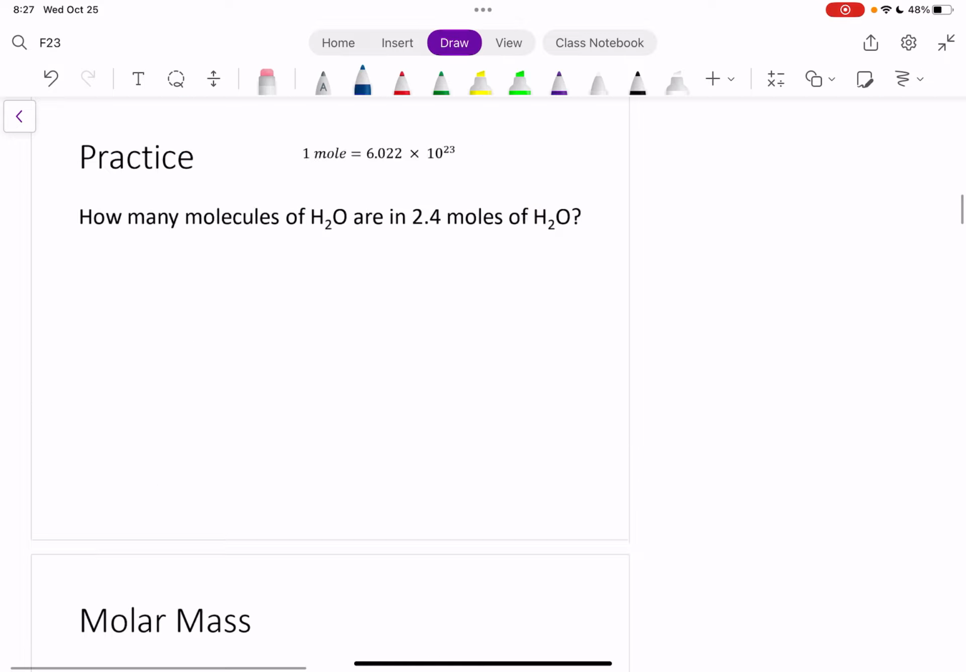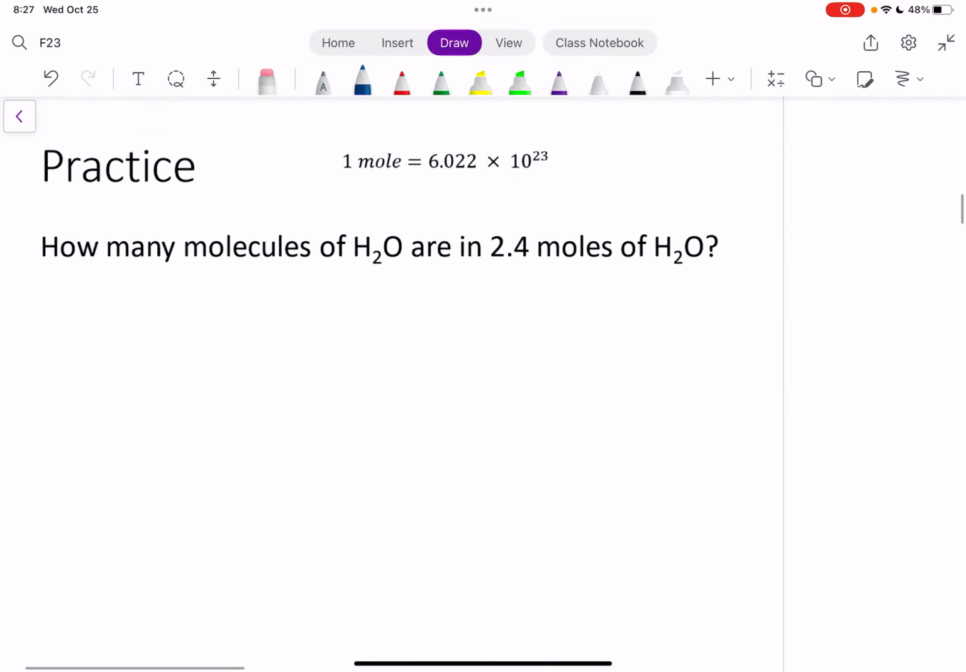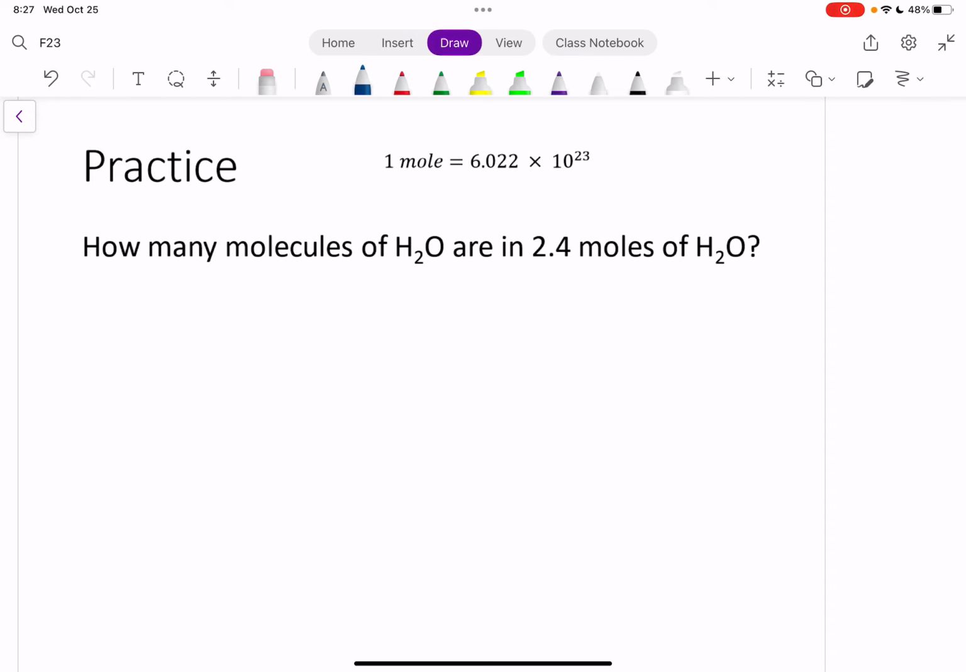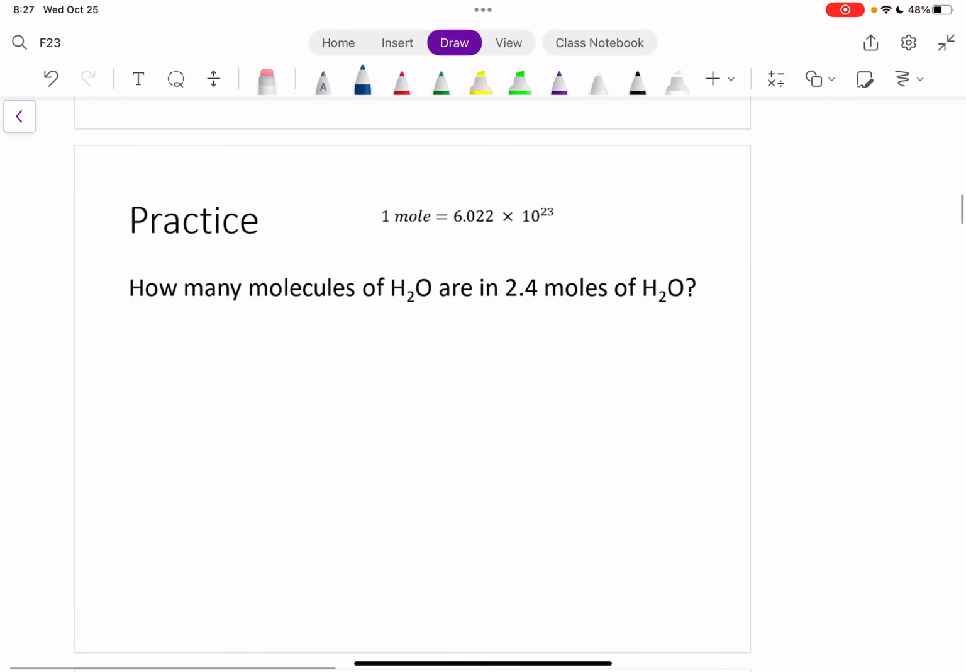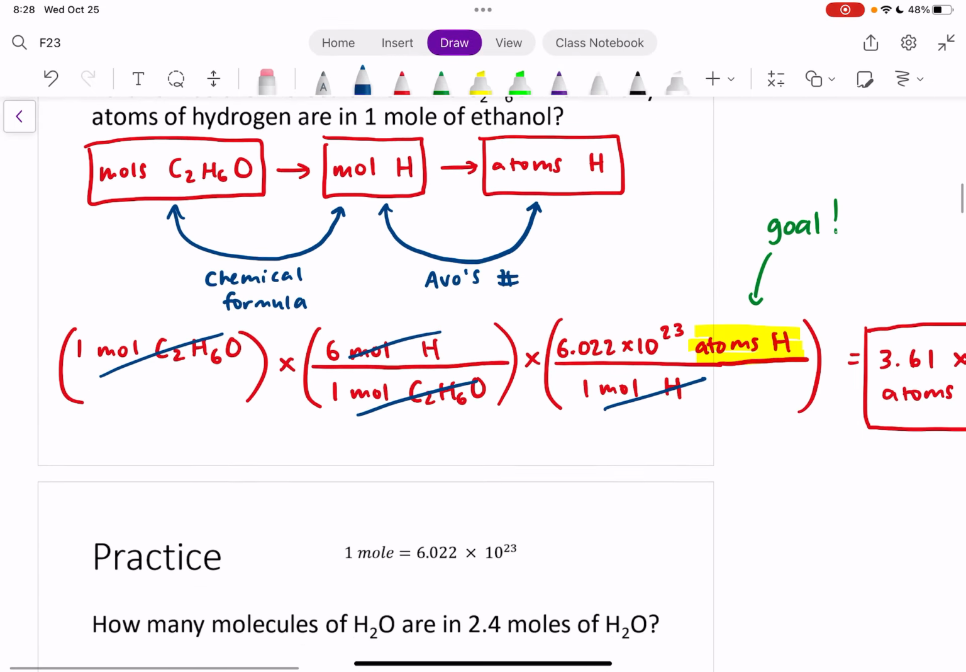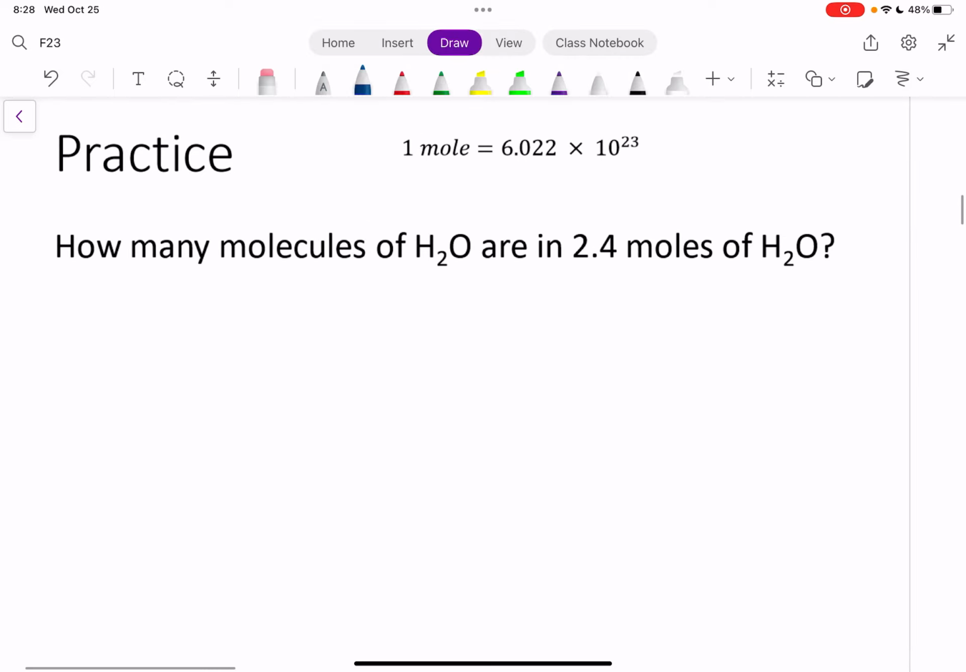All right. One more practice problem, and then I'll let you go. This says, how many molecules of water are in 2.4 moles of water? Now, this is actually a little bit of an easier question than this one. I know it doesn't seem like it because now we're talking about molecules, but it actually is. It's less steps. So let's think of this, right? Remember Avogadro's number. So far we've only been figuring out how many atoms we get to. But this number can also tell you how many molecules you have, right? 1 mole of anything is 6.022 times 10 to the 23rd of that thing.